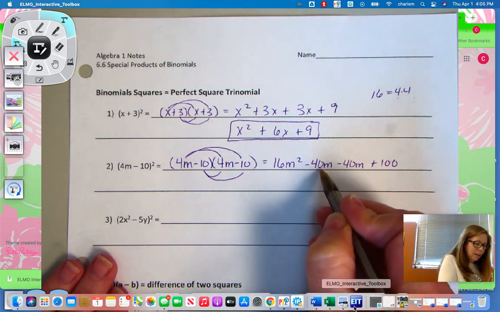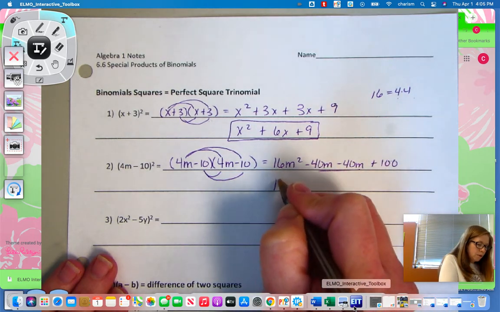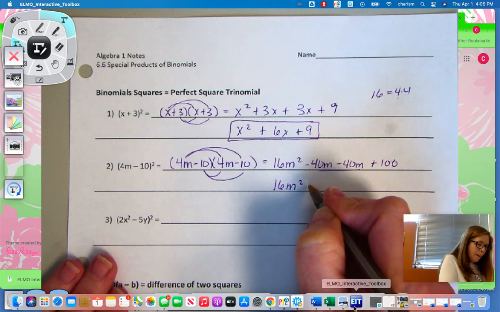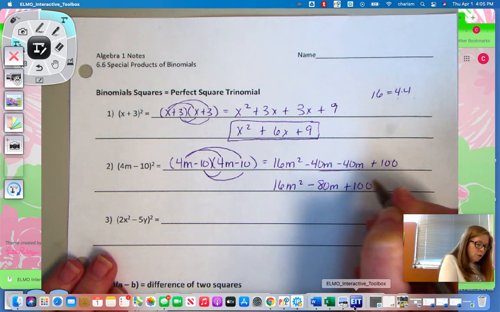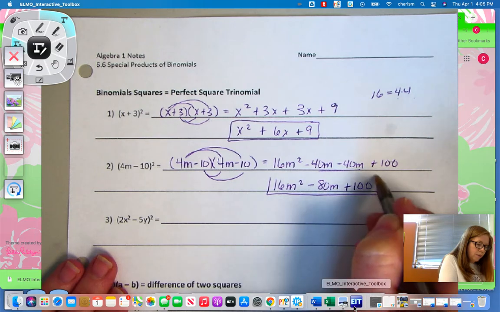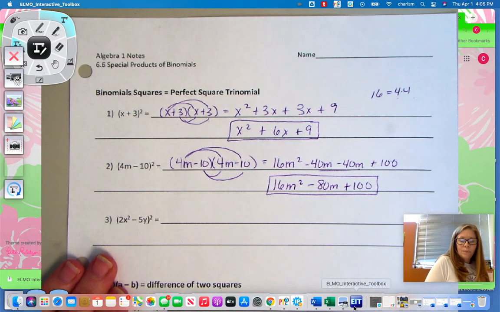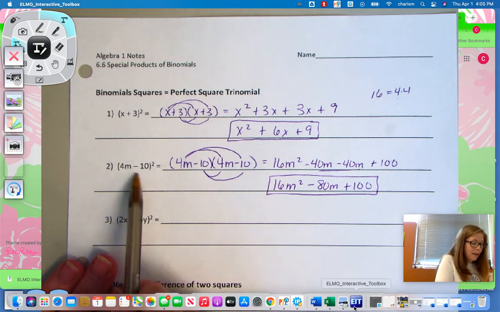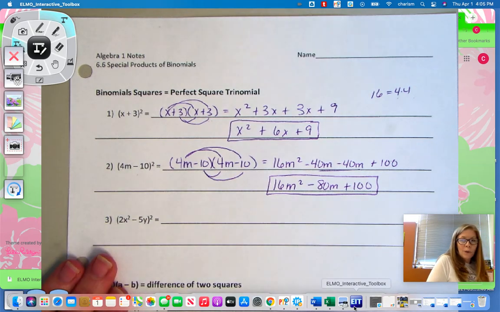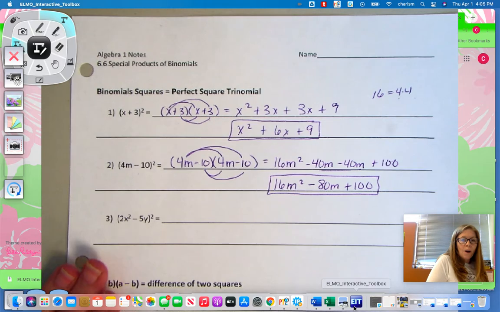All right, and let's clean up our like terms. So we've got 16m squared minus 80m plus 100. How'd that go for you? All right, perfect square trinomial because the multiplication factors are the same. They're identical. All right, pause me. Try number 3.